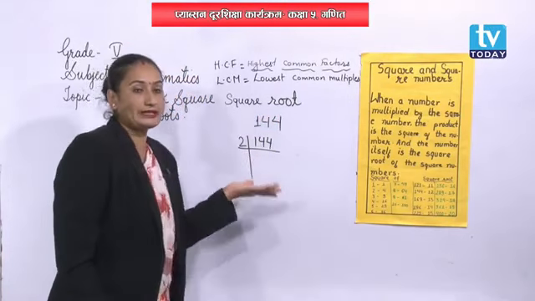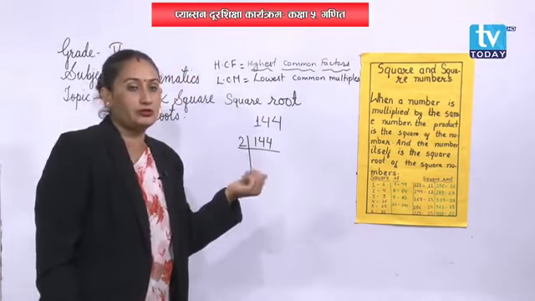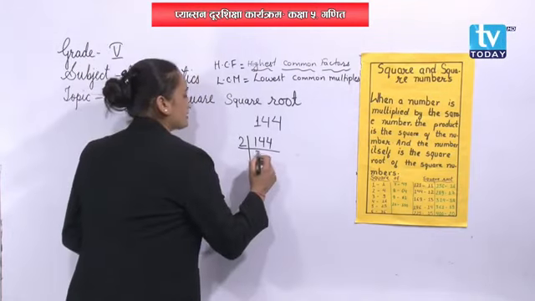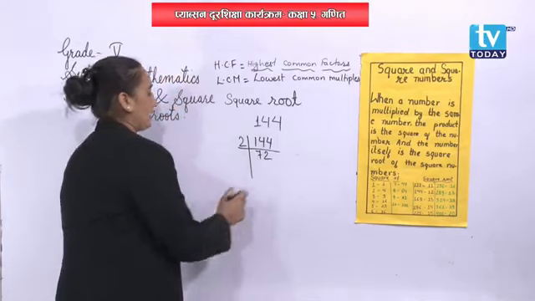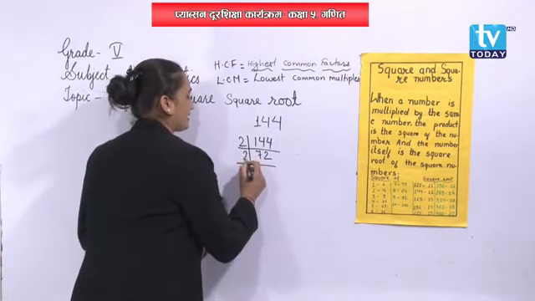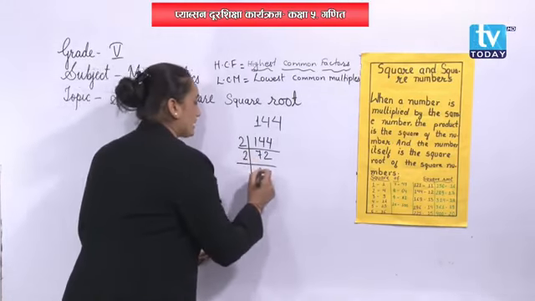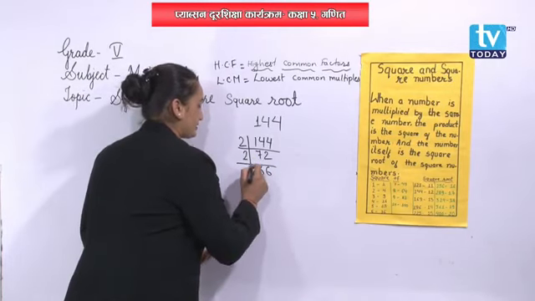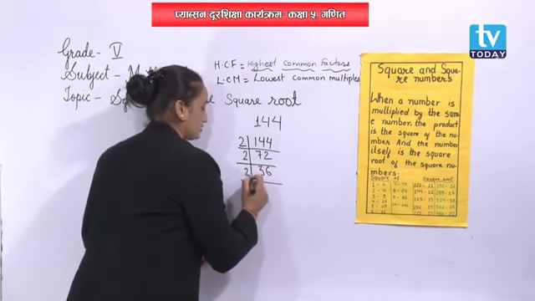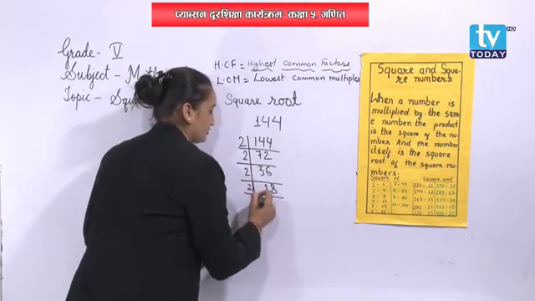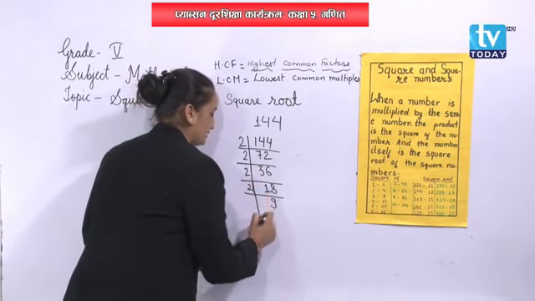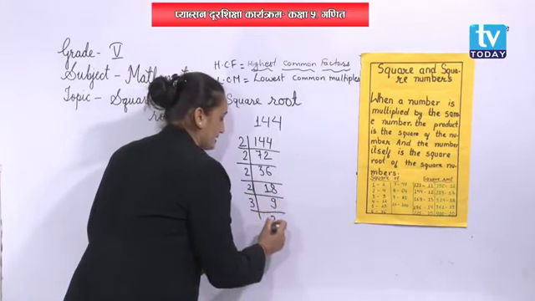2, how many times is 144? Okay, 2 times 72 is 144, right? Again, let's divide it. 2 times 36 is 72. Again, 2 times 18 is 36. 2 times 9 is 18, and 3 times 3 is 9.